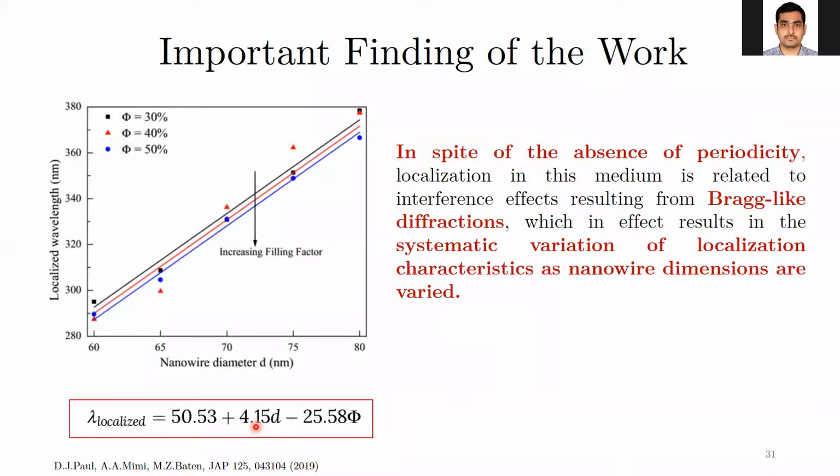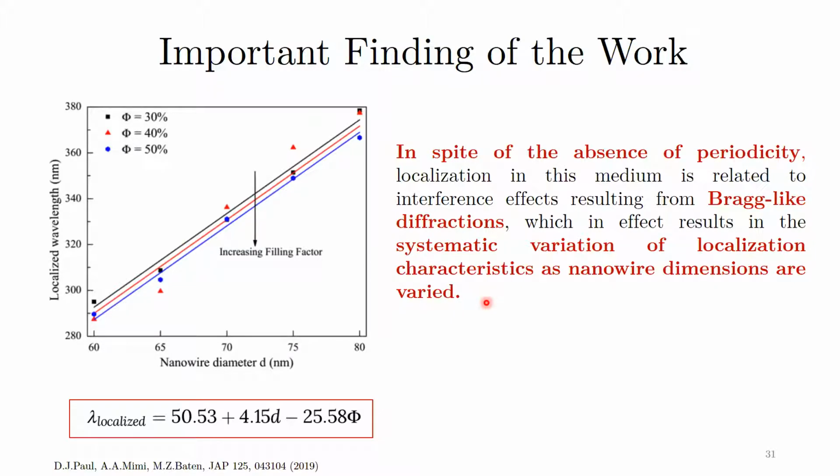And this prompted us to make a bold assertion that, in spite of the absence of periodicity, we believe there are interference effects resulting from Bragg-like diffractions in these random arrays, which allows us to predict systematic variation of the resonant wavelength, or the localization wavelength, depending on the nanowire diameter. We reported this in the Journal of Applied Physics, and it was indeed a real phenomenon that was later found again in another work, as I am going to discuss.